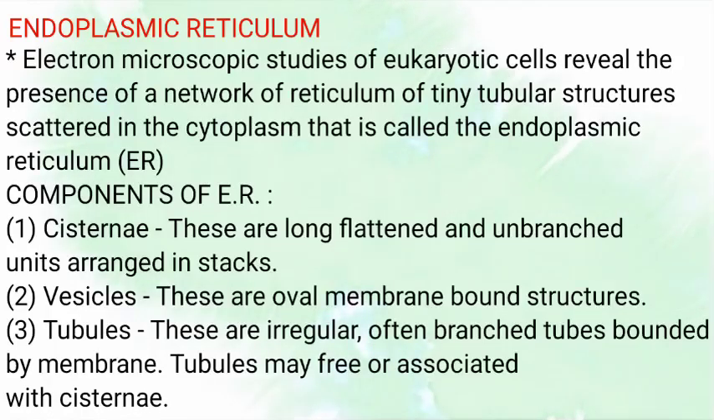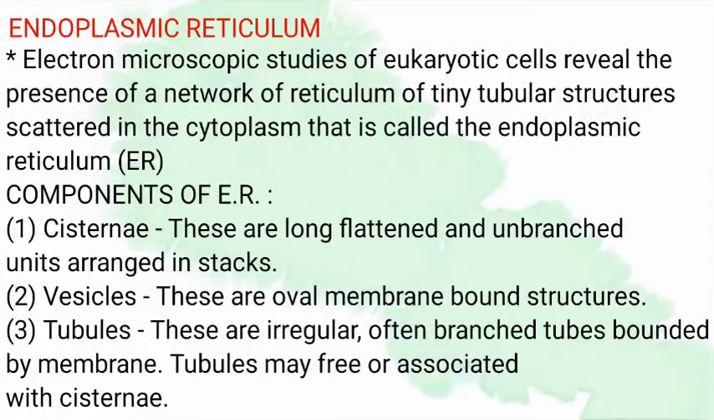Endoplasmic reticulum. Electron microscopic studies of eukaryotic cells reveal the presence of a network or reticulum of tiny tubular structures scattered in the cytoplasm, which is called endoplasmic reticulum or ER. Components of endoplasmic reticulum.